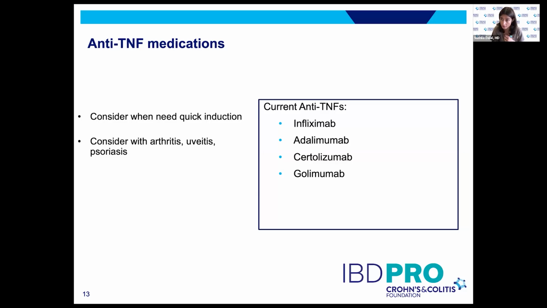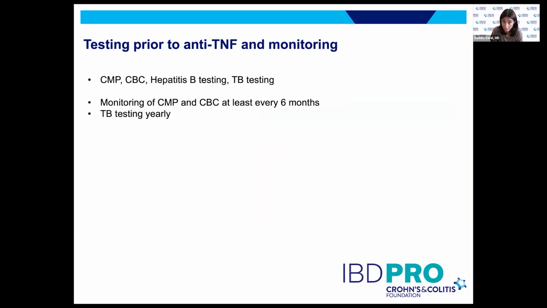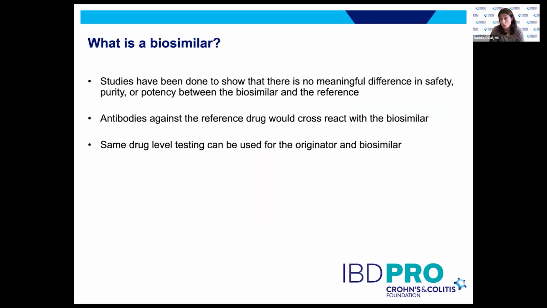So those severe ulcerative colitis patients that are sick enough to be in the hospital can respond on the order of days to an infliximab infusion. And you can also consider it, these medications have additional indications for inflammatory arthritis, for uveitis, and for psoriasis. So for patients that have both, these might be a good option. Monitoring before, you need a CMP, a CBC, hepatitis B testing, TB testing. You should be monitoring a CMP and CBC at least every 6 months, and you should be monitoring that TB test yearly.